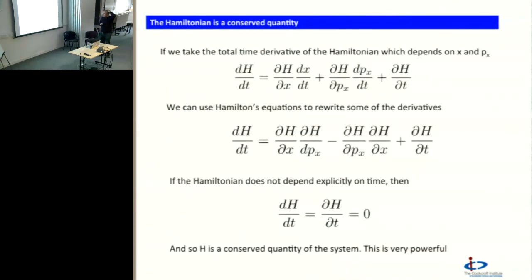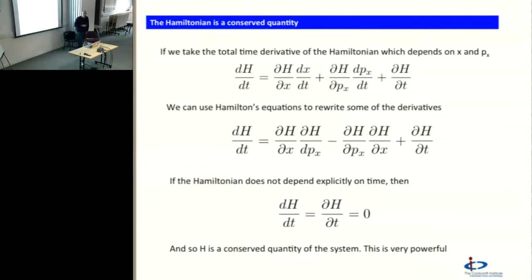As an aside, here is why we love Hamiltonians so much. If we take the total time derivative of our Hamiltonian, which depends on x, p_x, and t, so there are three variables inside of H, then dH/dt has three terms: partial H by partial x times dx/dt, the dependence on momentum, and also the explicit dependence of the Hamiltonian on time, partial H by partial t. We can then rewrite this using Hamilton's equations. Don't worry about the algebra, just look at the structure of what we're doing. Then this term cancels with this term, and we get that the total time derivative of the Hamiltonian is just given by the partial dH/dt.